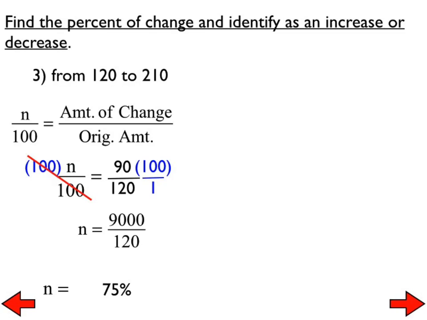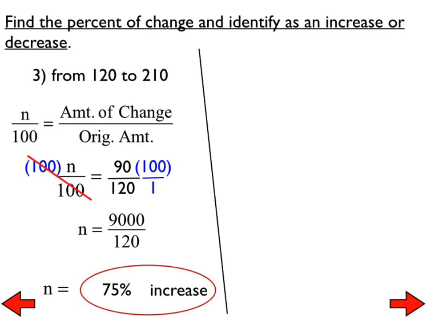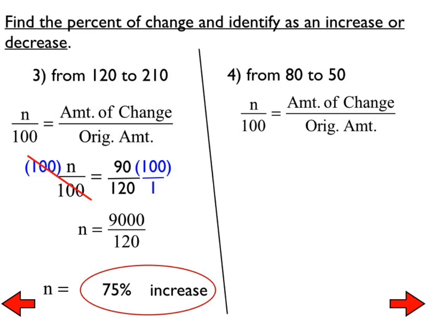But we should end up with a 75%. And going from 120 up to 210, that is an increase. So 75% increase. Number 4. To go from 80 to 50, that is a change of 30. And the original amount was 80.